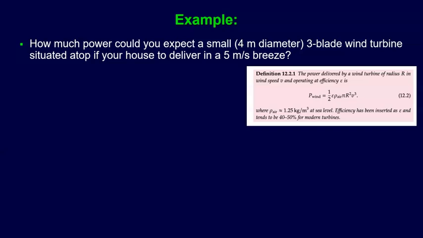How much power could you expect a small 4-meter diameter 3-blade wind turbine situated atop your house to deliver in a 5 meter per second breeze? And so, of course, this is of, not if. All right, so we got our nice equation. So power equals 1/2 the efficiency, density of air, pi r squared v cubed.